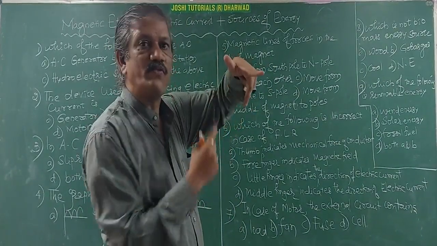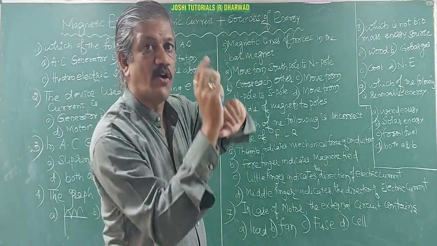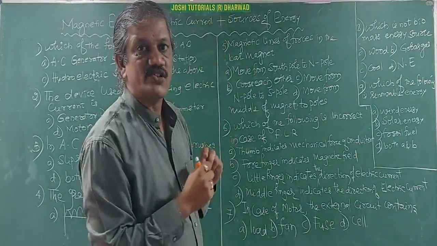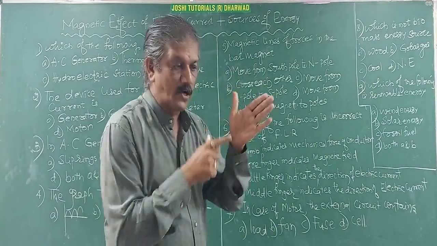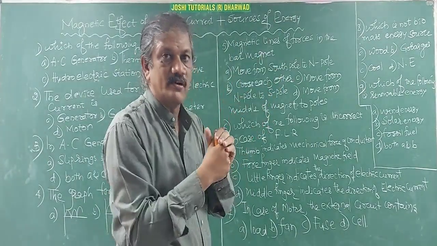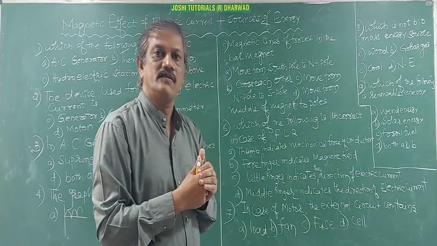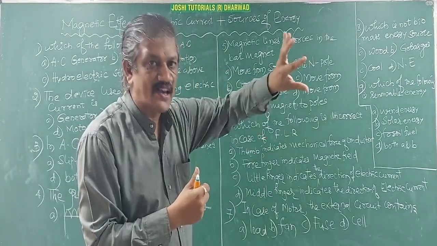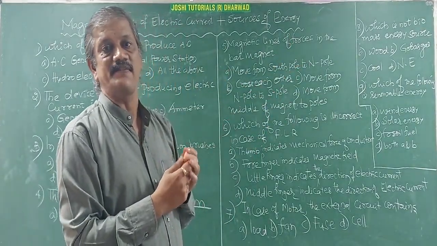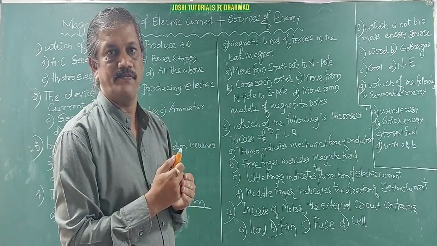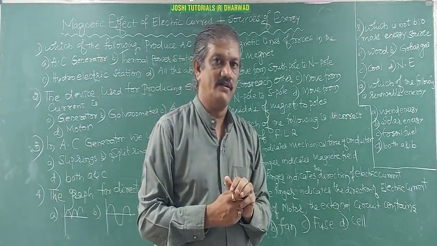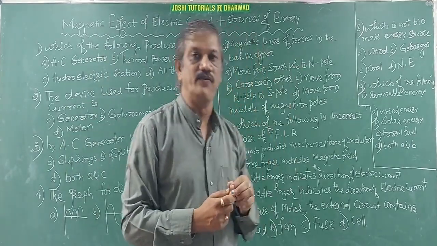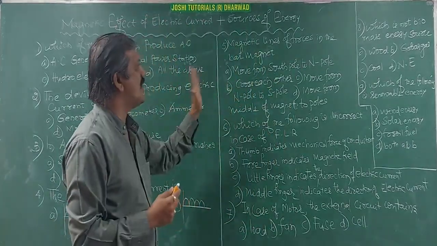Field, mechanical force. You know, when we switch on, the fan rotates. Direct current, which flows in only one direction, motor produces. Generator produces alternating current, AC. Diagrams usually will not be given in objective questions. In the subjective they give. So many things are there.